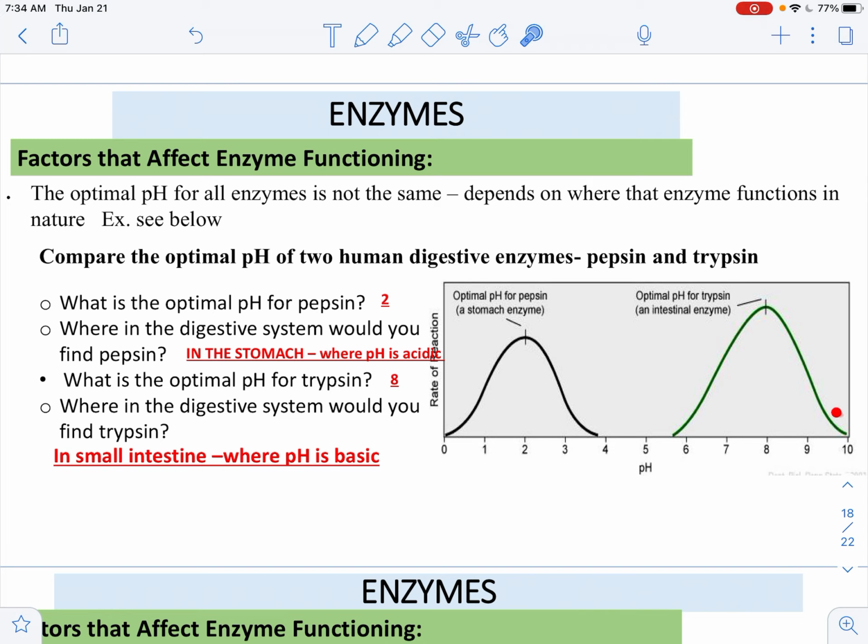Whereas our small intestine is slightly basic. It has a pH of 8. It makes sense that enzymes in the small intestine work best at a pH of 8. If pepsin in my stomach ends up going to my small intestine, where the pH is 8, it's not going to work at all. Notice the activity: if pepsin goes above a pH of 4, it doesn't function at all. Okay.